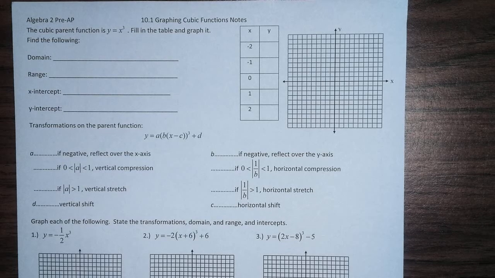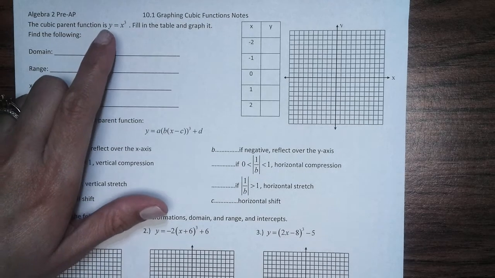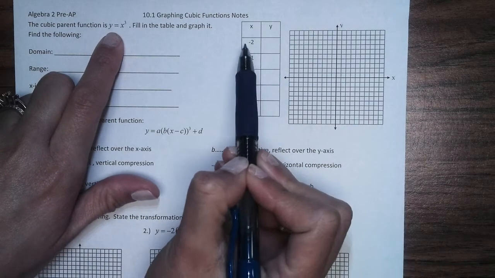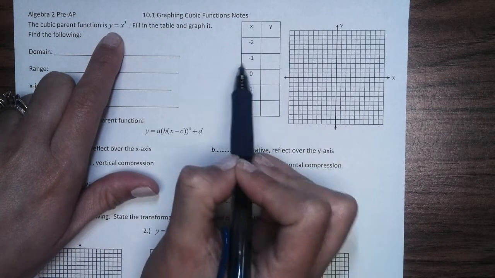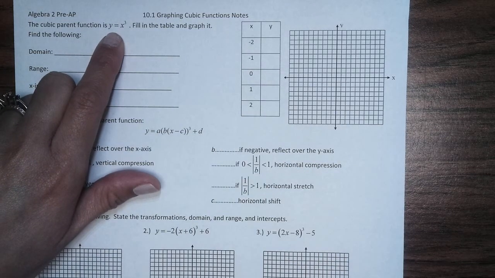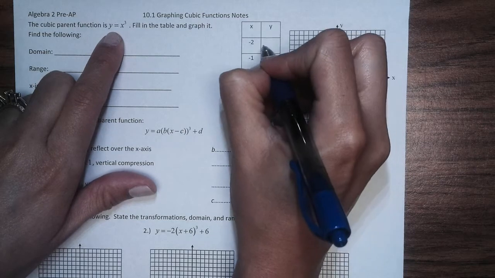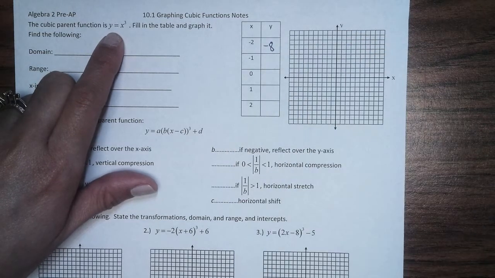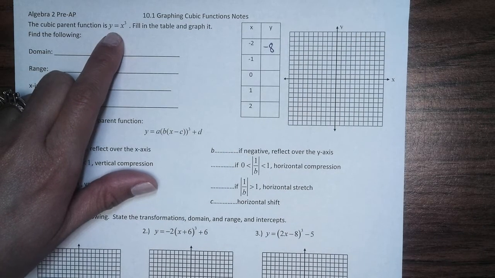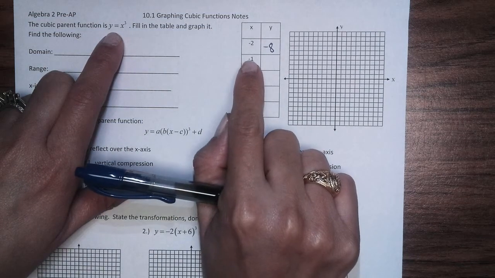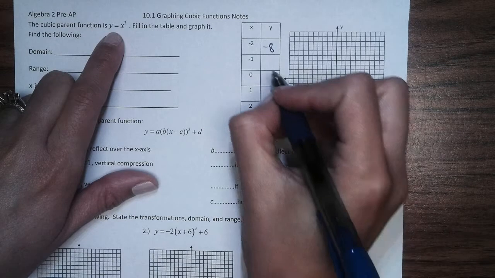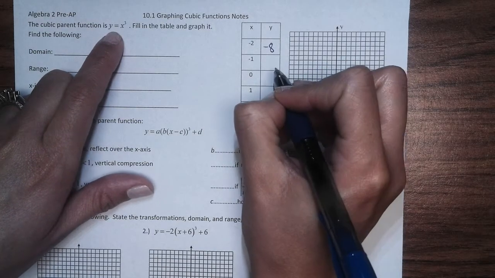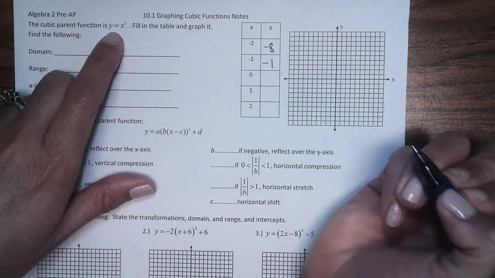Alright, so 10.1, here's how you graph the parent cubic function y equals x cubed. I'm going to start by plugging in -2 for x. So -2 raised to the third power is going to be -8, because -2 times -2 times -2 is -8. Let's keep going. Let's plug in x equals -1. So -1 raised to the third power is still going to be -1.